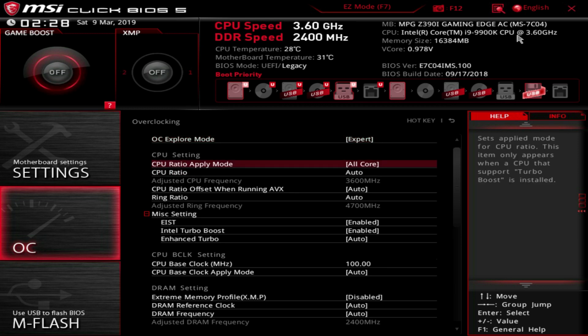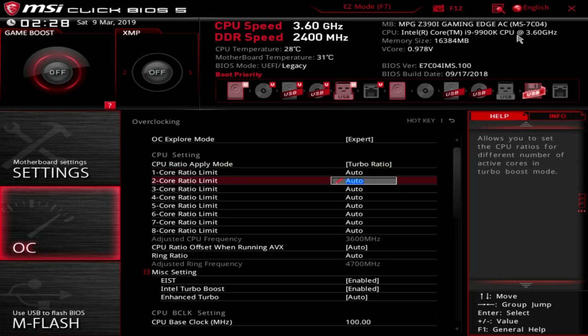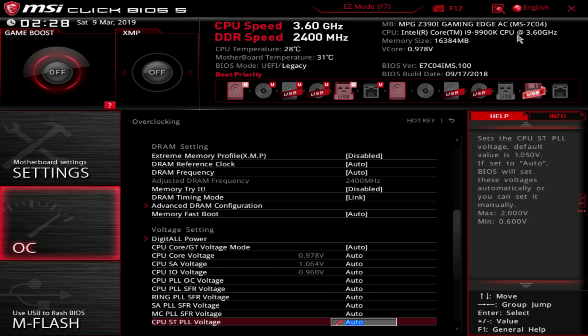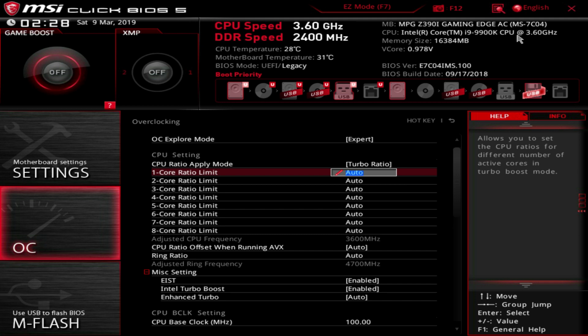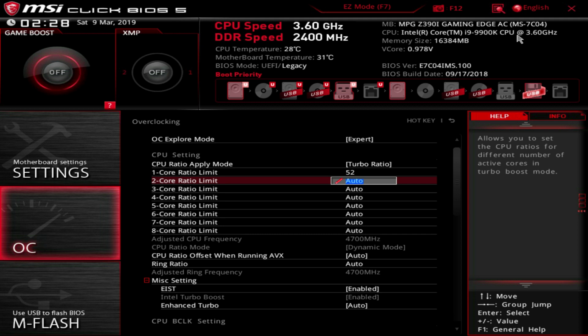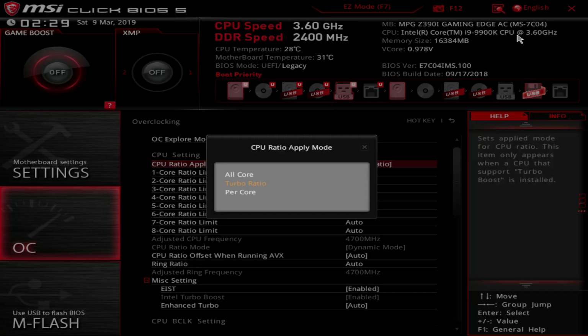Next, we have CPU ratio apply mode. There's turbo ratio, which is your usual core clock based on however many cores are being used. So single core, you're going to have like 5.2 gigahertz. Two cores, you're going to have 5.2 as well, maybe, or 5.3 or whatever. And then going down, you'll basically have a different core clock based on how many cores are actually loaded. I don't use that because it's a pain to set up.